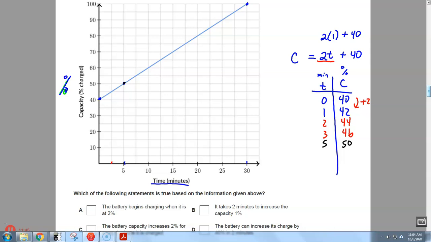So one of these is true. A, the battery begins charging when it's at 2%. No, I don't see anything down here around 2%, so you're out. B, it takes 2 minutes to go up by 1%. Well, when I look at my table over here, in 2 minutes, it actually didn't go up by 1%. In 2 minutes, it went up by 4%. So that's wrong.